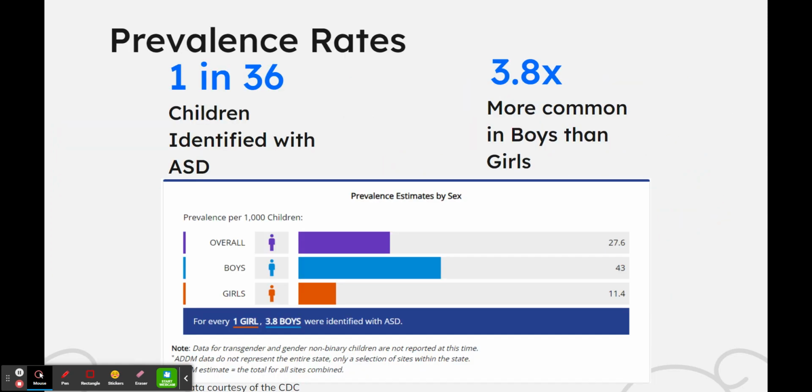So, for prevalence rates, autism spectrum disorder is the fastest growing IDEA disability category. Currently, 1 in 36 children are identified with autism spectrum disorder. But again, what we want to focus on is that for every one girl, according to the CDC, 3.8 boys are identified with autism spectrum disorder.